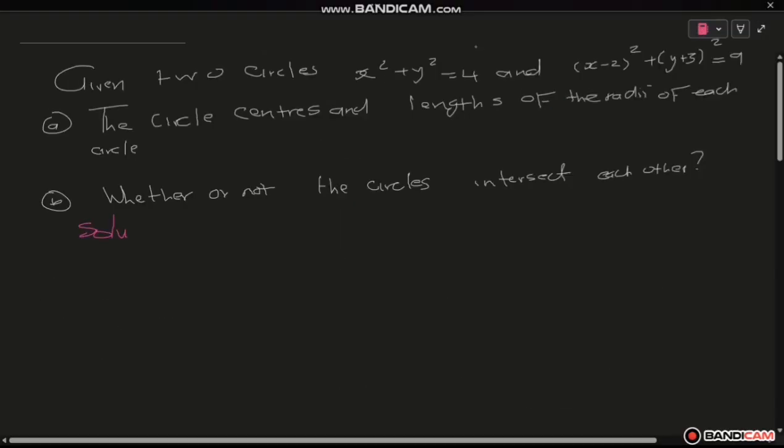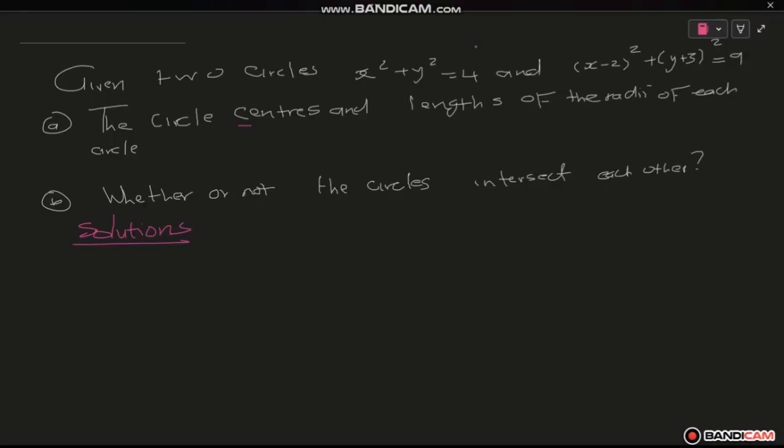We're trying to write the solutions here. They want us to find the centers and the radius of the circles. We are given the equation of the circle at the origin, so the coordinates of the center will be (0, 0). This is the center of the circle, and for the radius, r squared equals 4. Therefore, let us find the value of r. We know that r is 2 units, that's the radius.